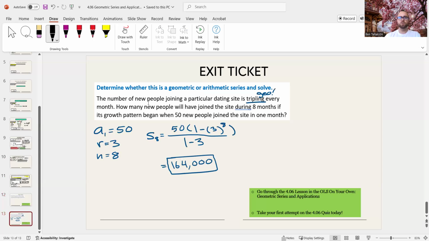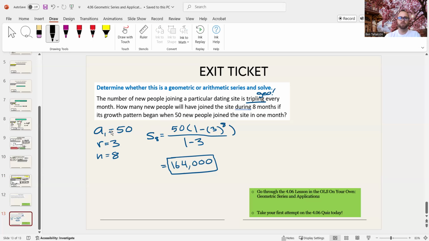Okay, the number of new people joining a particular dating site is tripling, times 3, right? That's what tripling means right there. That means this is a geometric series. So the number of new people joining a particular dating site is tripling every month. How many new people will have joined the site during 8 months? So we're adding up 8 values. If its growth pattern began when 50 new people joined the site, that's A sub 1.